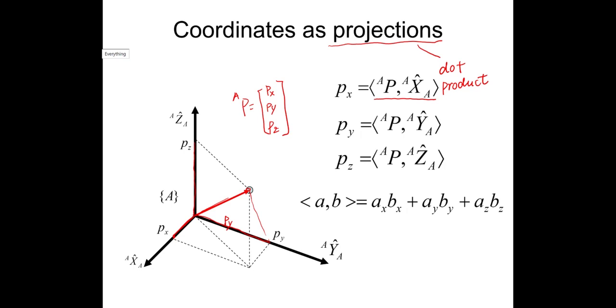Okay, so we can see that if we want to calculate the position of the point P, we can do a projection to the x, y, and z-axis. This is how we define the position of a point P in this A frame, in this A coordinate. And again, this formatting means the dot product. Okay, that is the calculation of the dot product.